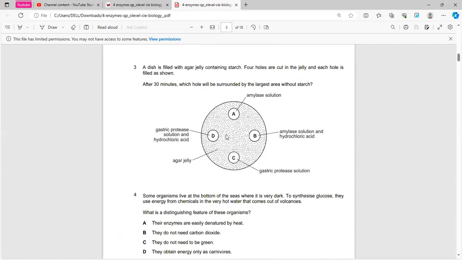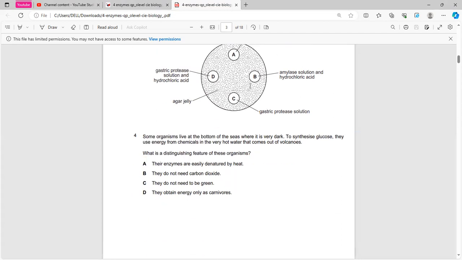Now, if we come to question three, they again asked which is the largest area without starch. As I discussed previously as well, amylase works in a neutral pH. So in option B, by adding hydrochloric acid, the pH will be turned acidic and thus the amylase will not be able to work. Similar is the case with C. In the case of C, protease enzyme breaks down proteins, not carbohydrates. And obviously D contains protease, so it has been eliminated. So the best available option is option A.